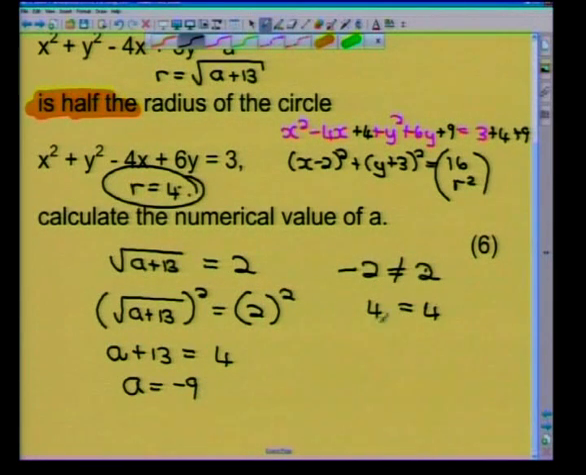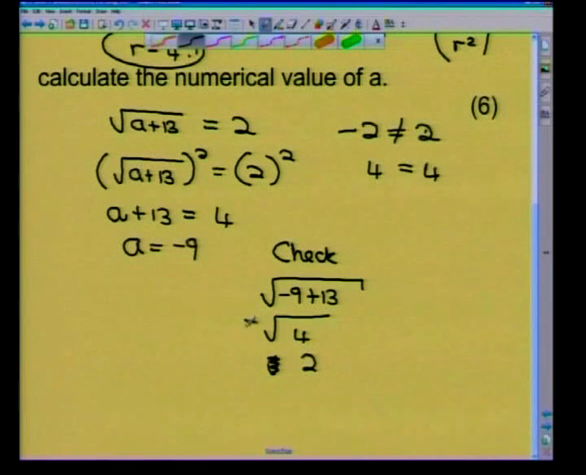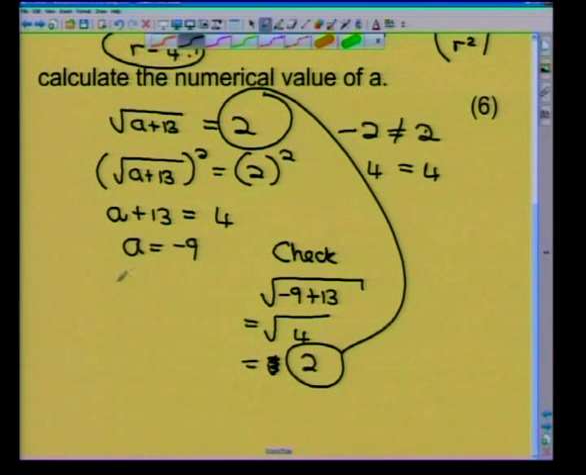Now, because we squared, we would have to check back into the original, which is that one over there, to make sure this works. So minus 9 plus 13 would be the same as saying the square root of 4, which is the same as saying 2. And that's good news because that's what we know it has to equal. So this is a valid answer.